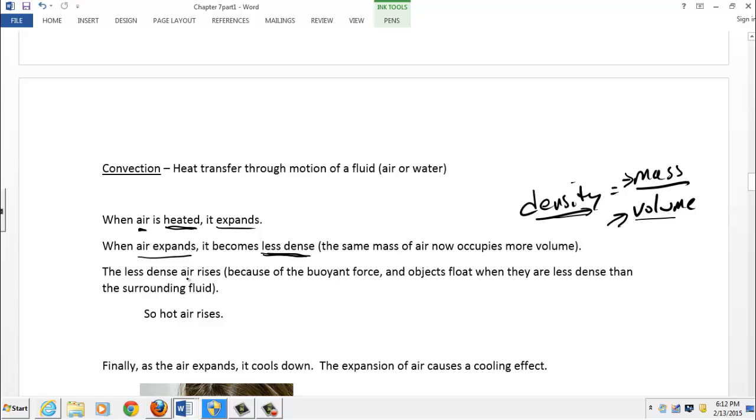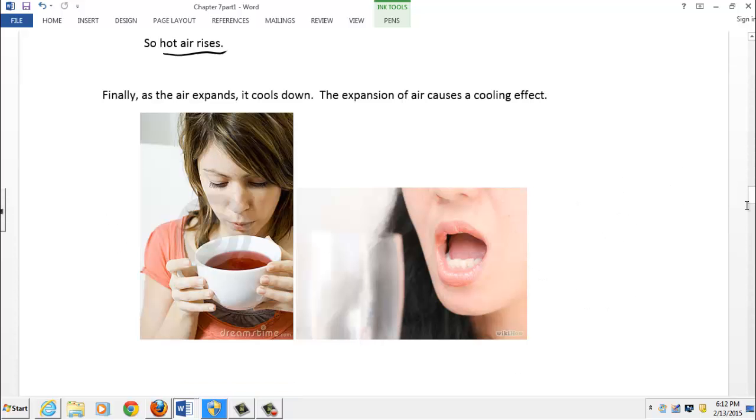What does that mean? Well, that means it's going to rise because of the buoyant force. Remember, the buoyant force says that objects will float when they're less dense than the surrounding fluid. So if you have some air and there's cold air around it and this little packet of air gets hot, it expands and becomes less dense than the air around it. So hot air rises. As the air expands, it cools down. We can talk more about the mechanism of this in class, but it's just true that the expansion of air causes a cooling effect.